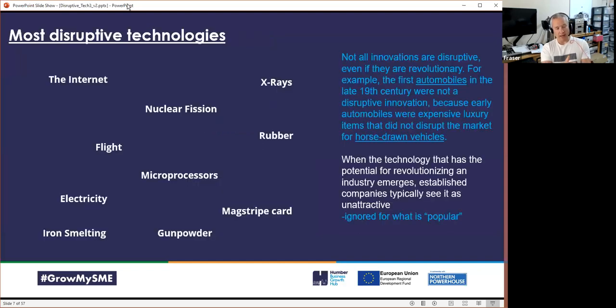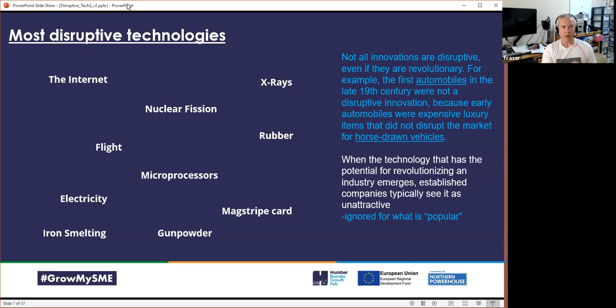Now, if you think historically about disruptive technologies, I've tried to put some on the screen here. The one I'm probably missing is the printing press. And it struck me also that some of these technologies are not necessarily involving electricity. So gunpowder, rubber, these are material technologies, and they're just as important as the ones that do involve electricity, or in fact, electricity itself.